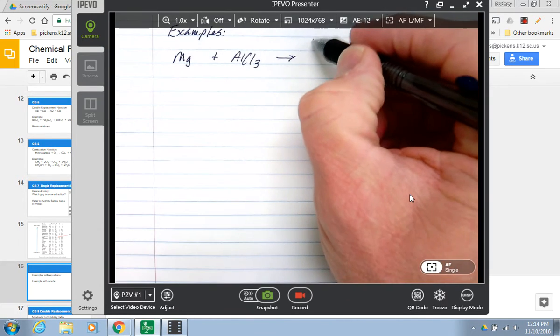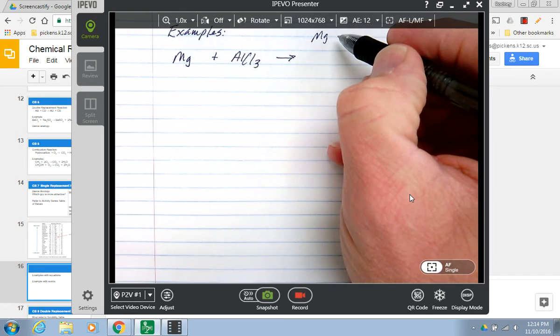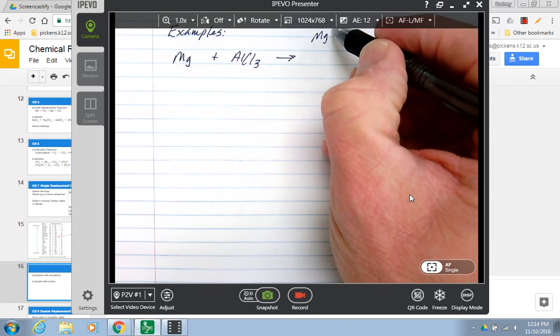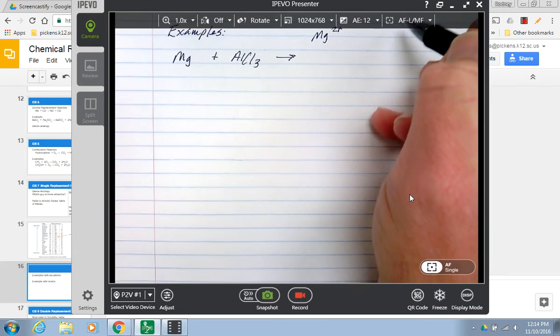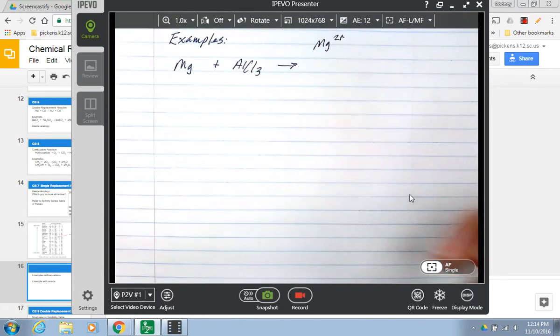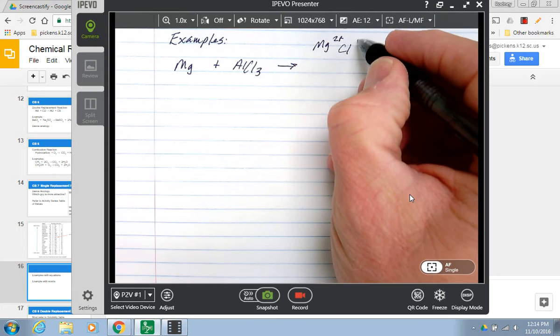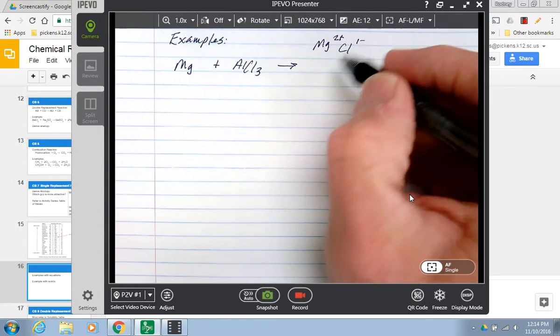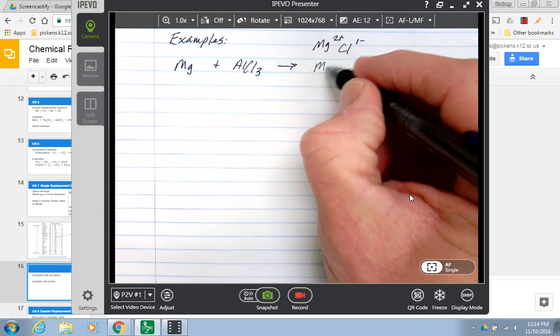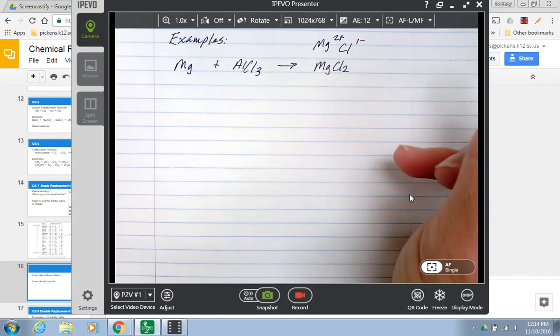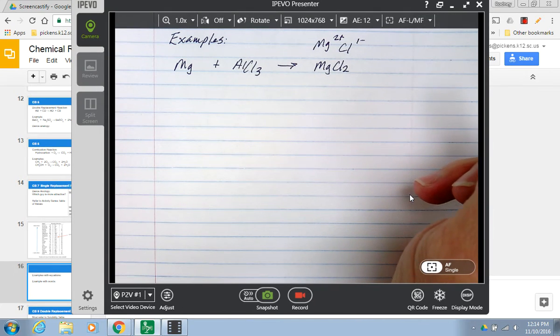So over here, we want to jot the charges down. So we put the symbols along with the charge. Magnesium is a 2 plus charge, okay? And so it's going to bond with chlorine or chloride, and so that's going to be a 1 negative charge. So it's going to take 2 chloride. So we're going to write MgCl2, and that'd be your correct formula for magnesium chloride.